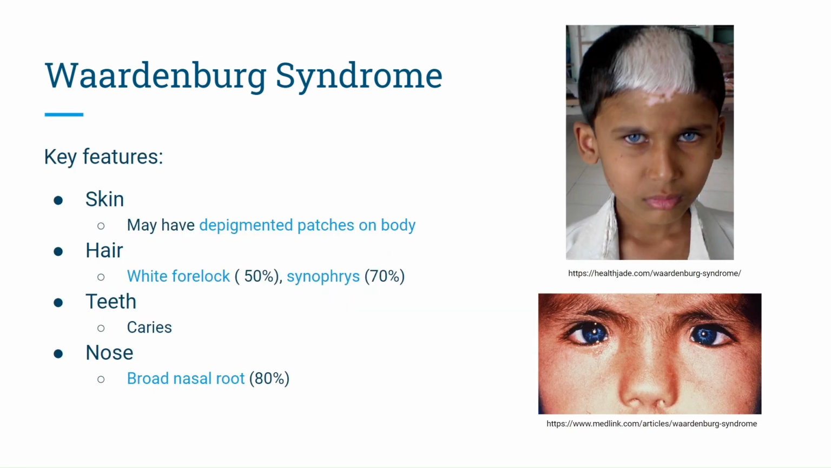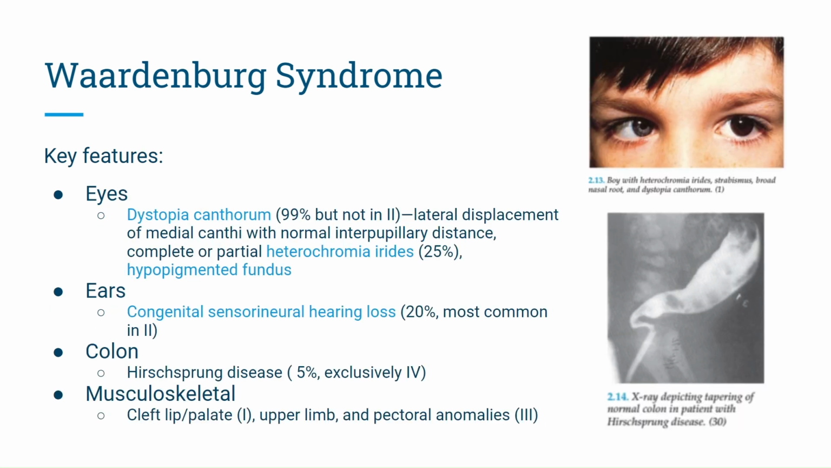Of course, you can also see a white forelock in this. You can see synophrys, broad nasal root, dental caries, depigmented patches on the body, dystopia canthorum in almost all of them except type 2, obviously, and we didn't touch our eyes on type 2, we touched our ears, so that makes sense, right? We're not going to see that with type 2. You'll also notice heterochromia irides, as well as hypopigmented fundus. Your ears in type 2, mostly, you're going to have a congenital sensorineural hearing loss, not exclusive.